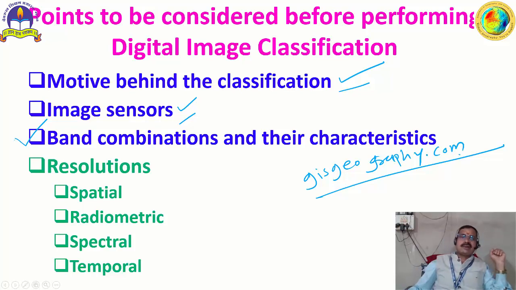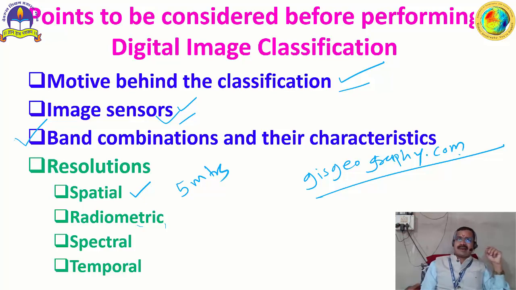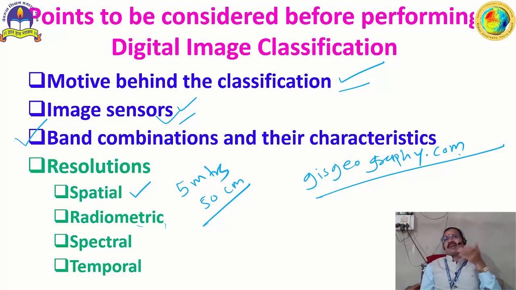Also, you need to consider resolutions. It may be spatial resolution. Spatial resolution means to what extent we can identify the feature. If you are able to identify a feature which has a dimension of 5 meters only, then the spatial resolution is 5 meters. If you are able to identify objects which have a 50 centimeter dimension, then its spatial resolution is 0.5 meter or 50 centimeters. For example, QuickBird data and some recent satellite sensors are providing very high resolution data.